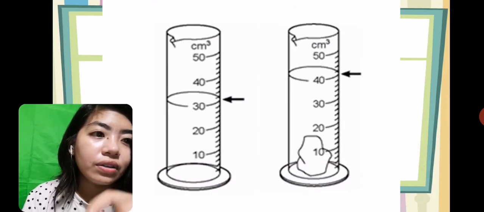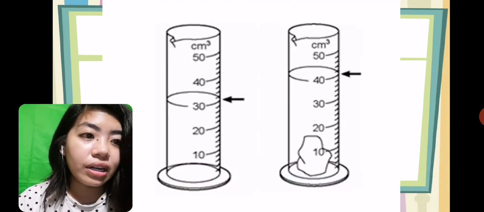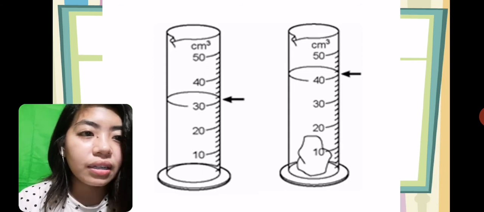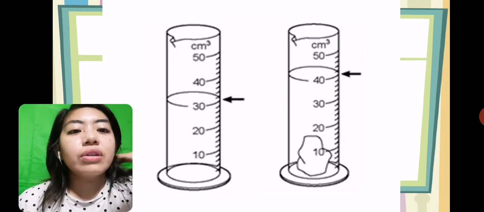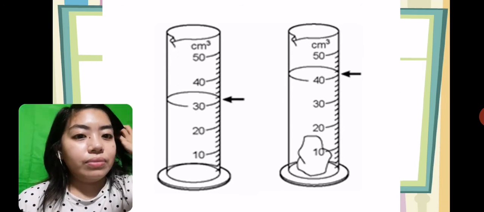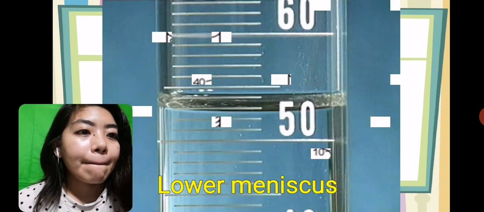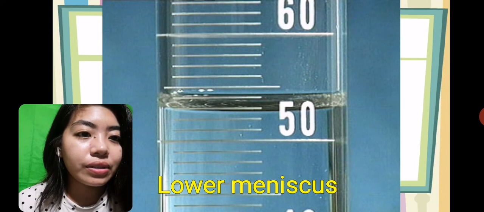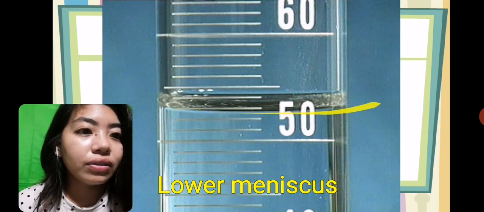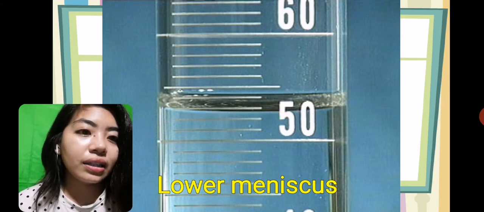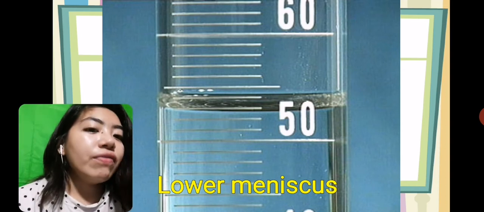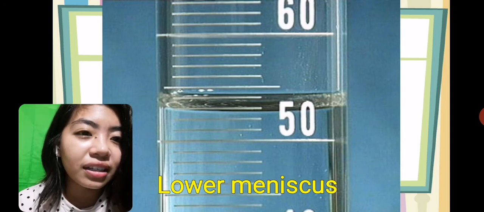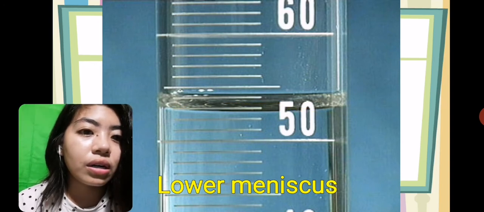Okay, this one, ito yung kanina, yun sa stone, 30. Nung nilagay mo yun sa stone, naging 40. 40 minus 30 is equivalent to 10. So, 10 cubic centimeter yung volume ng ating stone. Next, ang tinitingnan dyan na is the lower meniscus. Yung, tong lower line. Yun yung tinatawag na lower meniscus. So, if ever na magme-measure kayo using graduated cylinder, magme-measure kayo ng water, ang titingnan nyo is this one, yung lower line.